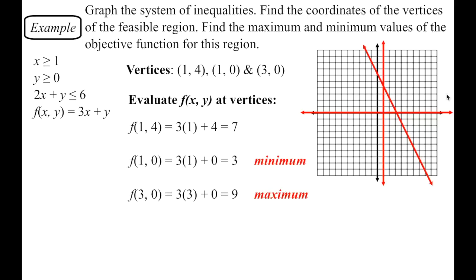Now, when we have a bounded region like this, we will always get a maximum and a minimum value. They will only occur at those vertices. If we have an unbounded region, we may not have a maximum or a minimum. That's something we'll have to look at.